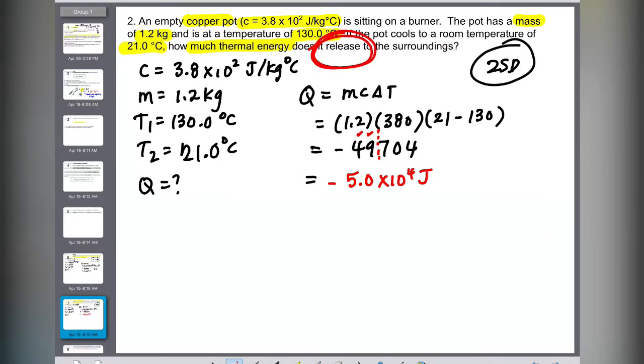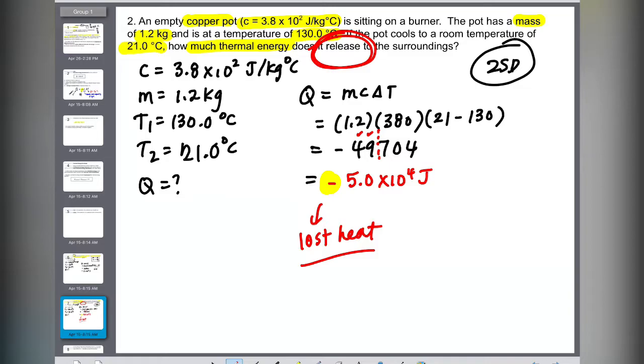The negative makes sense because you're losing heat from the copper pot to the surroundings. So the therefore statement would be: therefore 5.0 times 10 to the 4 joules of energy is released to the surroundings. That's why it's a negative value. The negative value means that you actually lost heat.